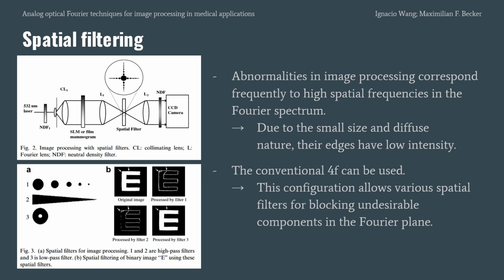We use the conventional 4F optical configuration that we look at in class. This one is called 4F because the image is at a distance of four focal lengths from the image to the camera, and this configuration allows various spatial filters for blocking undesirable components in the Fourier plane, such as high pass filters, low pass filters, or band pass filters, such as the one in the image below.